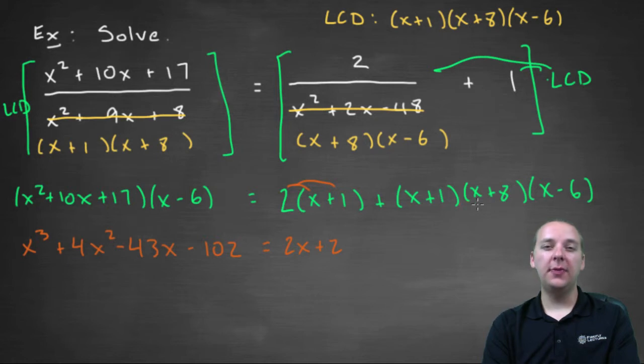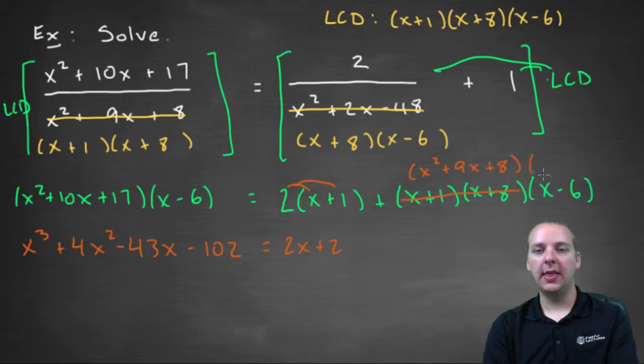And then we've got three factors here. We're going to need to FOIL all that stuff out. To make it a little easier, why don't I just go ahead and FOIL the first two first. That would be x squared plus 9x plus 8. Okay, and let's actually just FOIL that and x minus 6. Would probably be a little easier doing it that way.